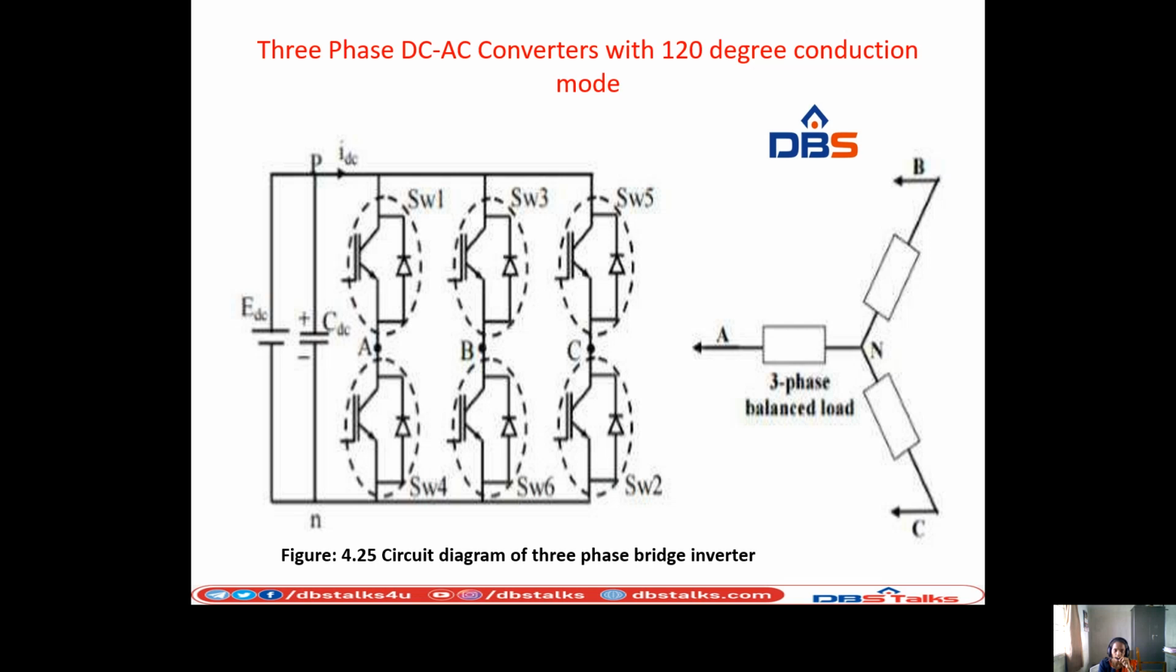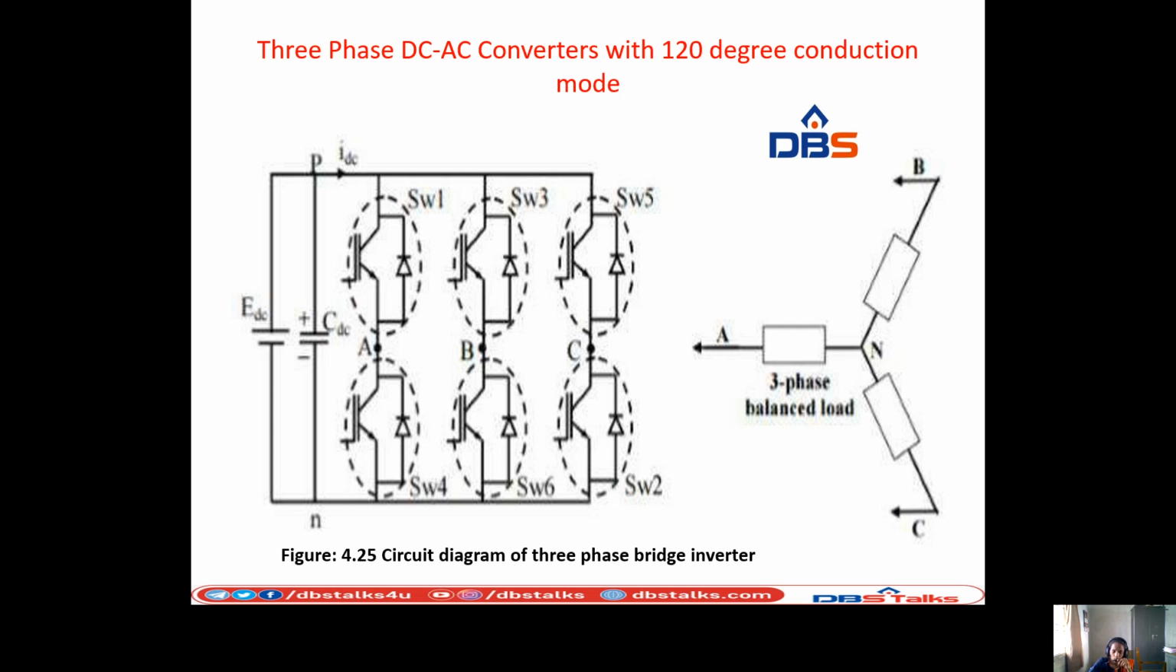On power electronics. Last class we discussed single phase half-bridge inverter and half wave inverter with R load, RL load, and series inverter and parallel inverter. Today our topic is the three phase DC to AC converter with 120-degree conduction mode. So this is a three-phase inverter with 120 degrees conduction mode.